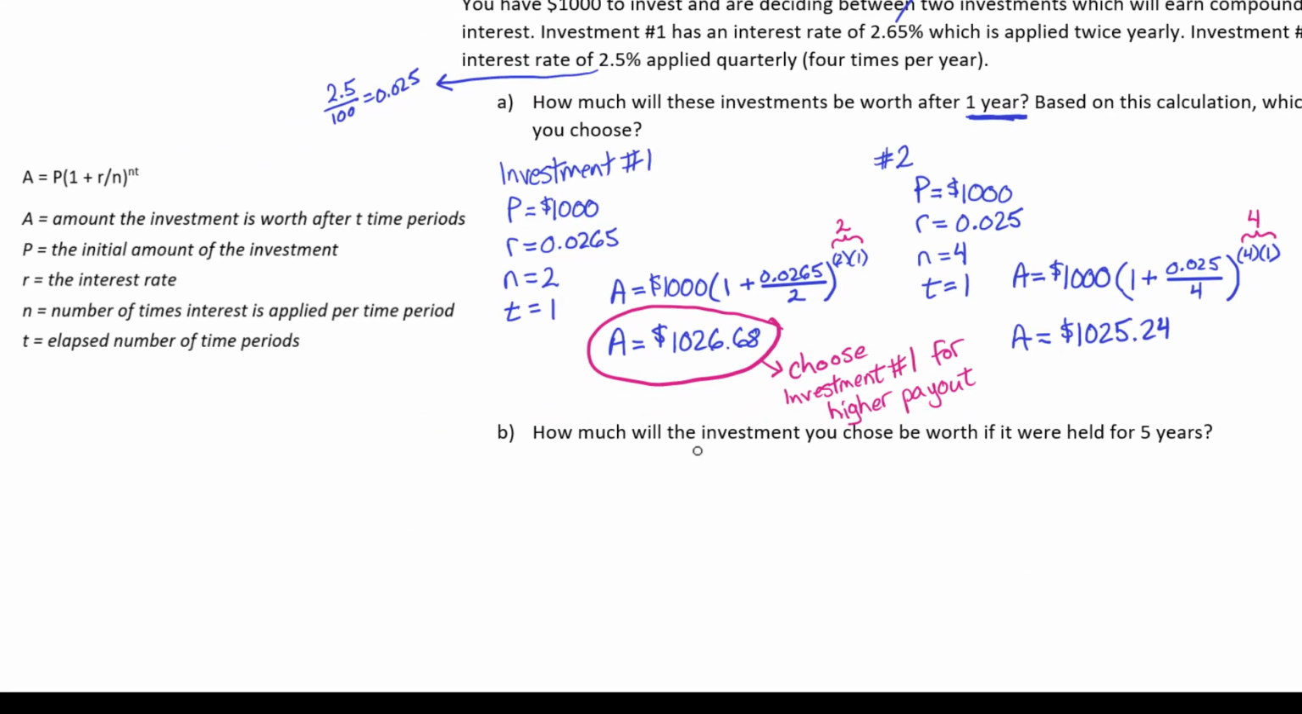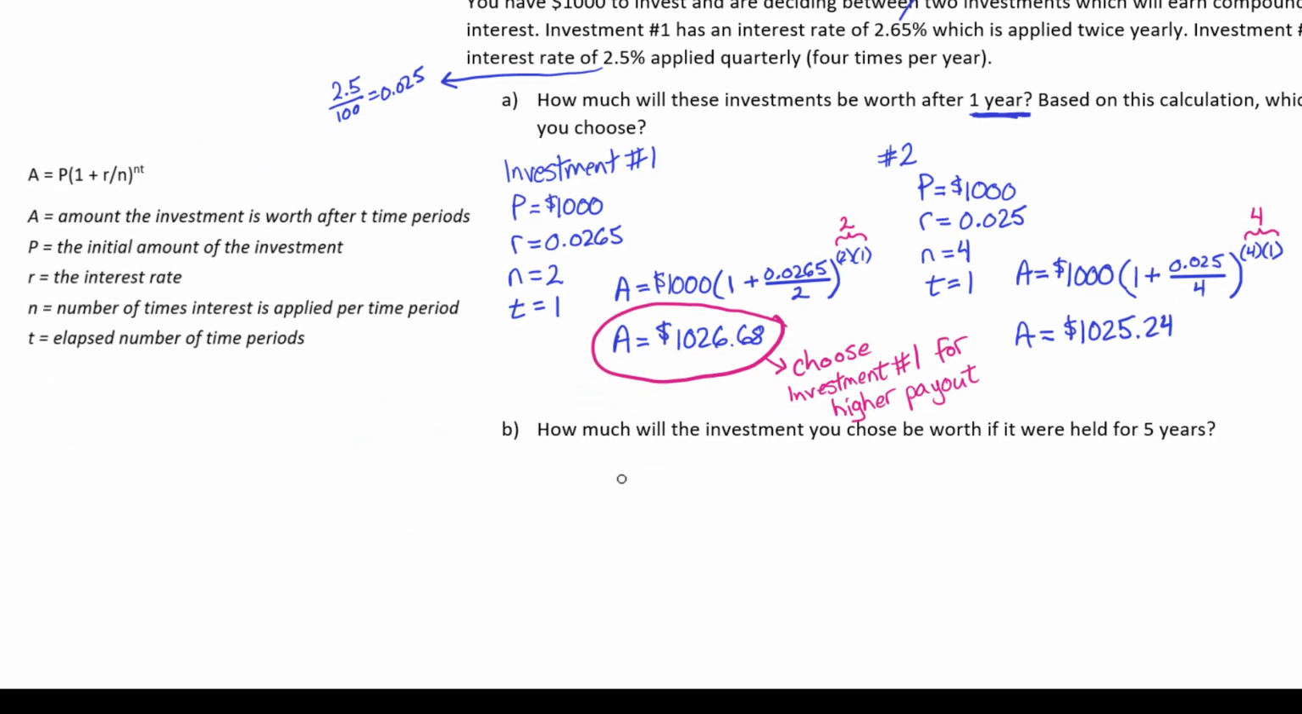Part B asks, how much will the investment you chose be worth if it were held for 5 years? So we chose investment number 1. And if we're holding it for 5 years, the thing that is changing about this investment is that we're holding it for 5 time periods. So T is going to equal 5.